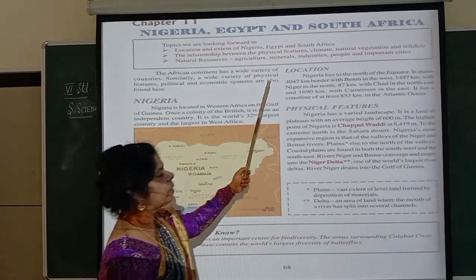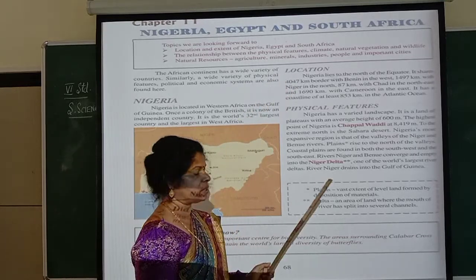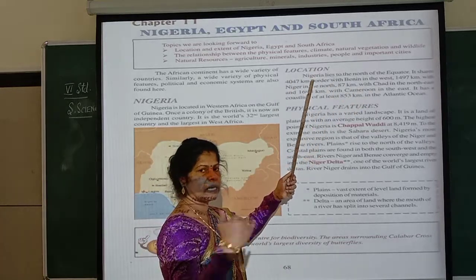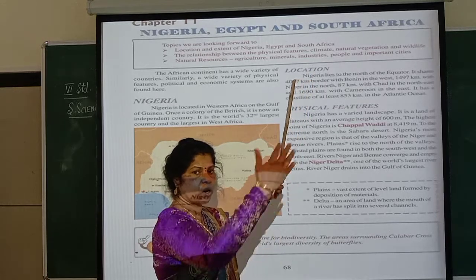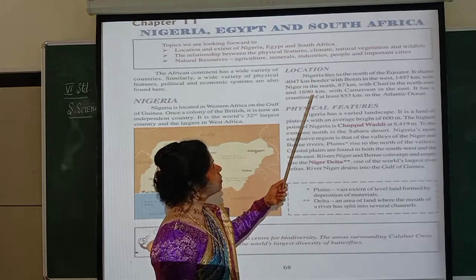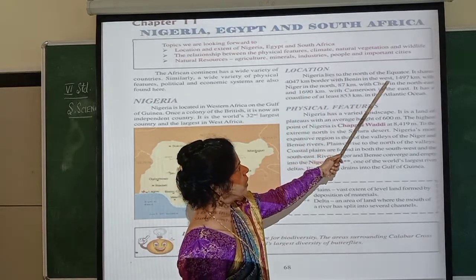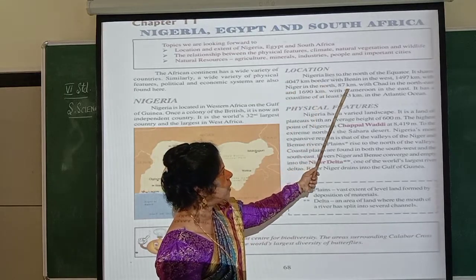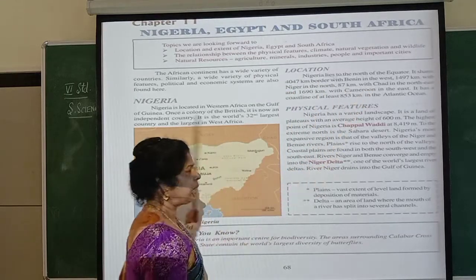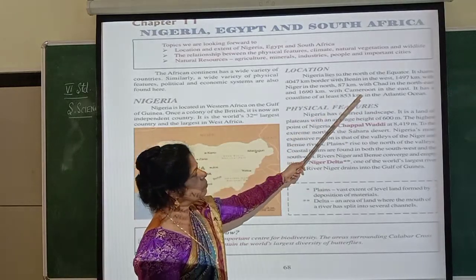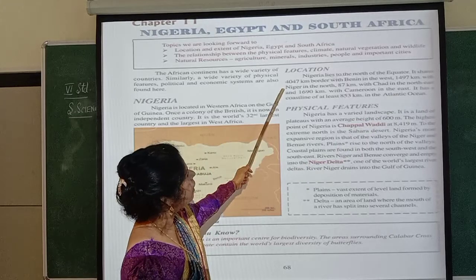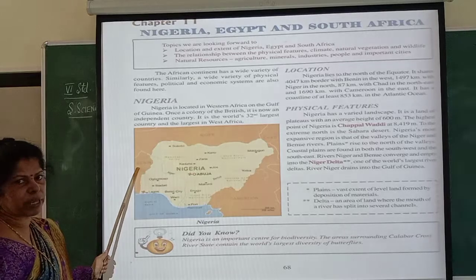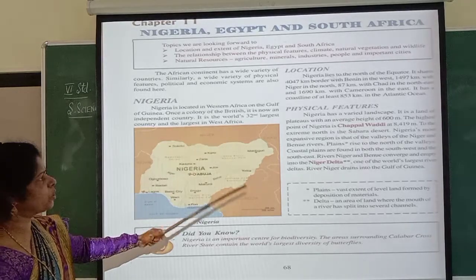Okay, now let us continue here. Location: where is this Nigeria located? Nigeria lies to the north of the equator. North of the equator means, the equator is the center point in the globe, isn't it? So the northern hemisphere, the upper part. Nigeria lies to the north of the equator. It shares a 4047 kilometer border with Benin in the west, and 1497 kilometers with Niger in the north. So Niger is here, Benin is here, you can see west is Benin and north is Niger.